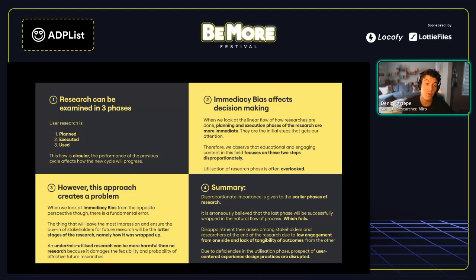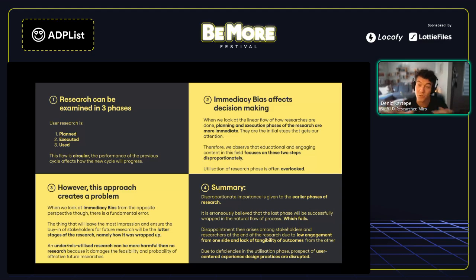And as I've talked about before, immediacy bias has a strong indication in the decision making. When we are looking at research, we first see the planning ahead. We see amazing templates. We can see an amazing board that we can create, and then we can think about execution. But the usage of findings is one step ahead. It is hidden behind those two walls, you know. So we do not see that immediate need to actually think about it a lot. And those initial steps get our attention, and we focus on them disproportionately. And utilization of research phase thus is often overlooked.